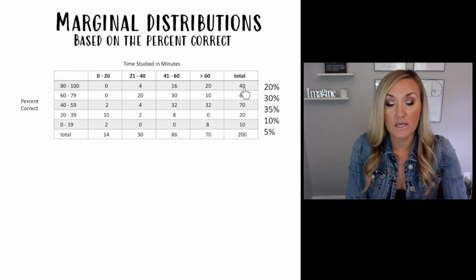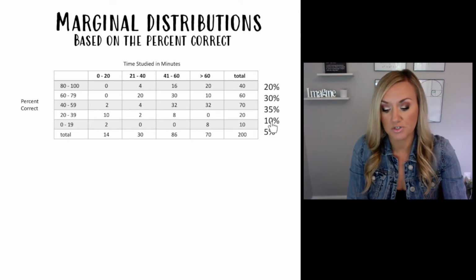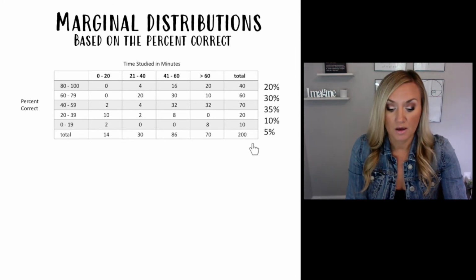And then we can look at marginal distributions as points, as listed here, or as percentages. If you take 40 out of 200, just simply divide those numbers, move the decimal, and you get 20%. 60 students scored between 60 and 79, so 60 out of 200 is 30%, and so on. We can also do the same for the other margin right here.